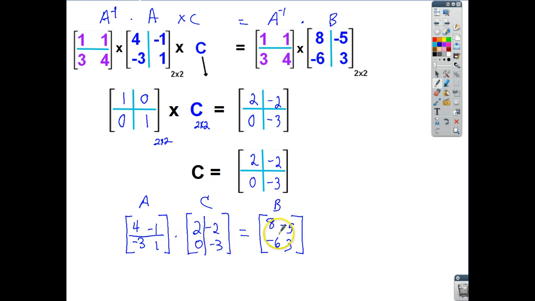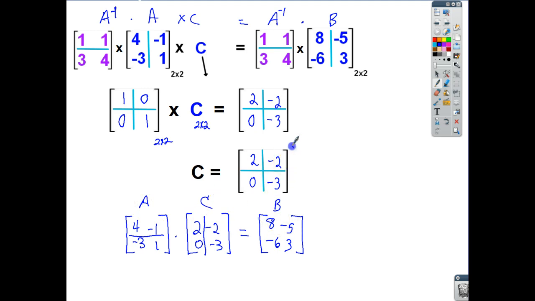That's going to be negative 5, and that's what we have here. Row 2 times column 1, negative 6 and 0 is negative 6. And row 2 times column 2 to give us this answer, we have negative 2 times negative 1, positive 6, and a negative 3 adds up to be positive 3. And sure enough, C is the 2 by 2 matrix that you could multiply A by and get C.